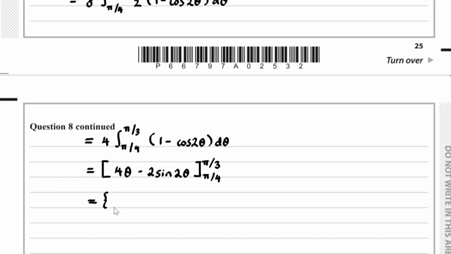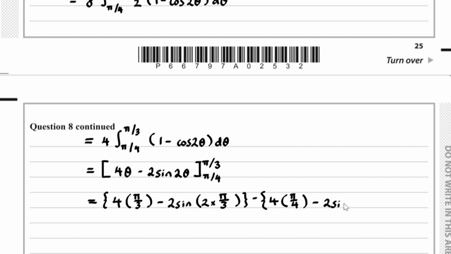So substituting for our upper limit, we've got 4 lots of pi over 3 minus 2 sine of 2 times pi over 3. For our lower limit, we've got 4 lots of pi over 4 minus 2 times the sine of 2 times pi over 4. So that's our lower limit.